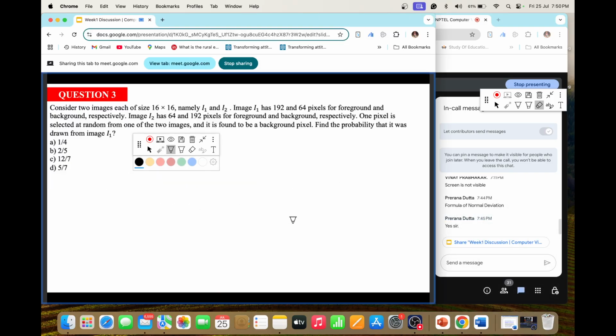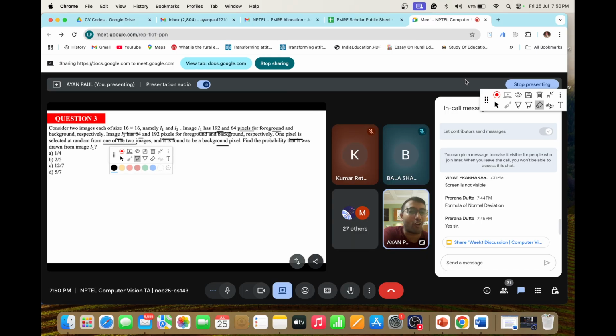So consider two images of size 16 by 16, I1 and I2. I1 has 192 pixels for foreground and 64 pixels for background, and I2 has 64 pixels for foreground and 192 pixels for background. One pixel is selected at random from one of the two images, and it is found to be a background pixel. Find the probability that it was drawn from image I1. Can anyone tell what the concept for this question is by reading it?